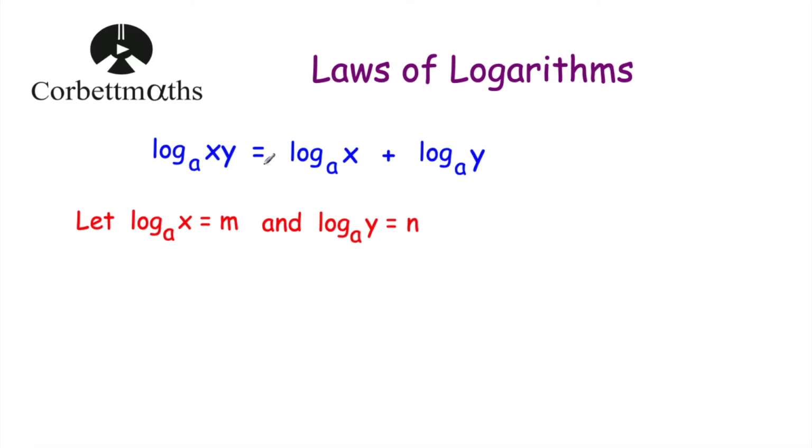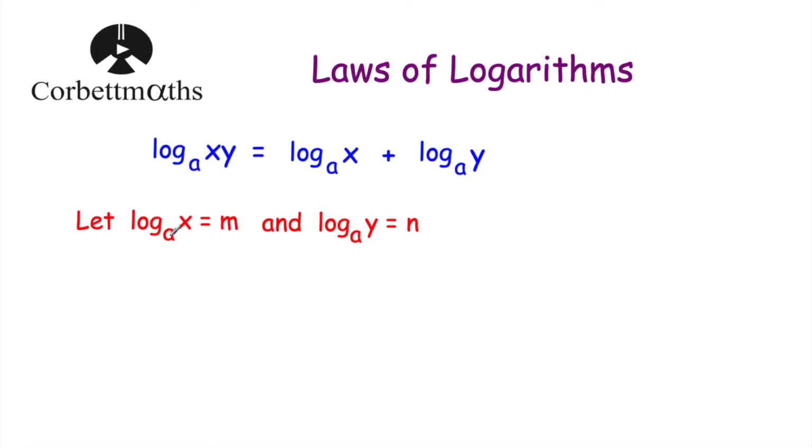To start off with, we're going to let log to base a of x be equal to m, and we're going to let log to base a of y be equal to n. Now if we let this be equal to m and this be equal to n, we can rearrange this, because remember, if we have something in index form, we can write it as logarithms. So that means if we've got something in the form of logarithms like this, we can write it in index form. So let's write this in index form.